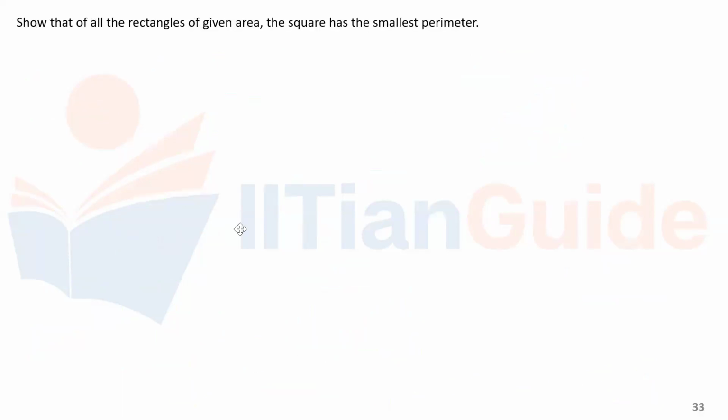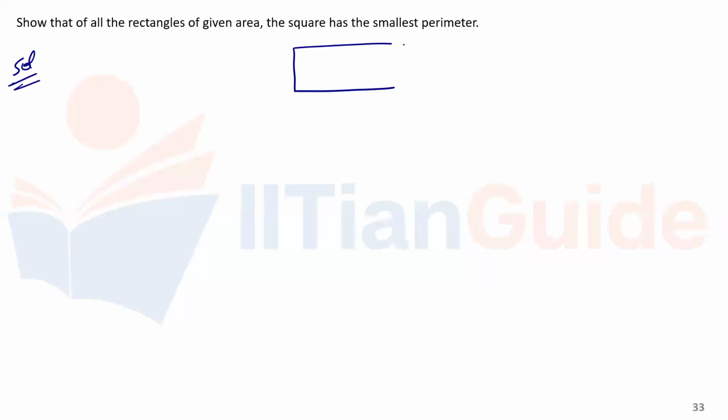Okay. Show all the rectangles of the given area. Area of the rectangles are given. The square has the smallest perimeter. तो वही थ्योरम जो बताइए सीधे सीधे लग जाएगी. ठीक है, डायरेक्ट आंसर आ जाएगा, लिखा जा सकता है. But anyway, rectangles of a given area is given to us, that is constant.